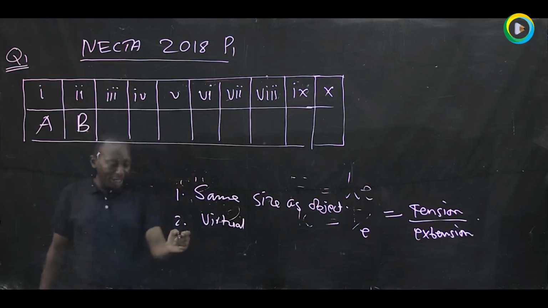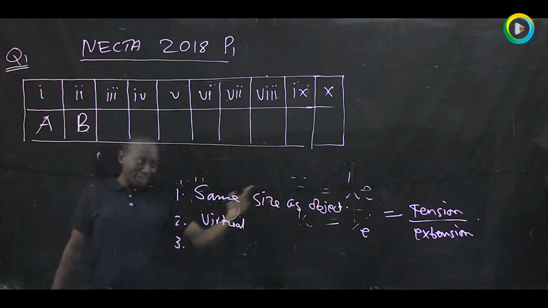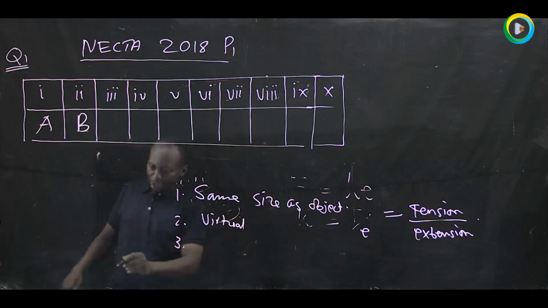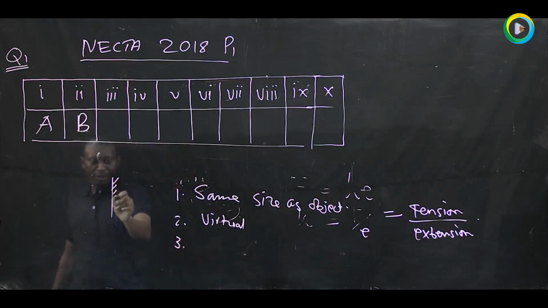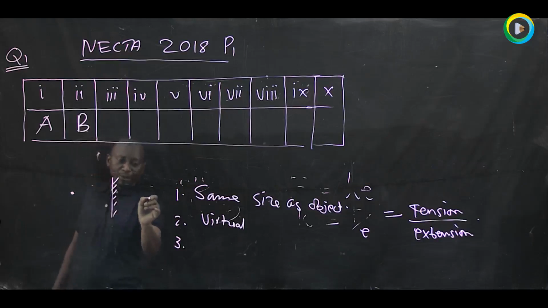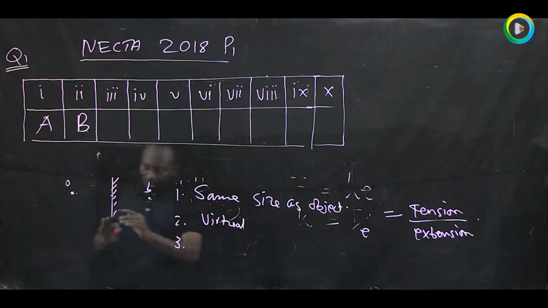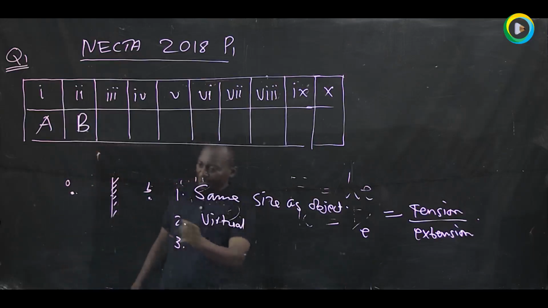The image formed in a plane mirror is the same distance behind the mirror as the object is in front. If this is the mirror here, and you put an object in front of the mirror, the image will be formed behind the mirror at the same distance. If this distance here is equal to 2, this distance will also be equal to 2. This is an object, this is an image.